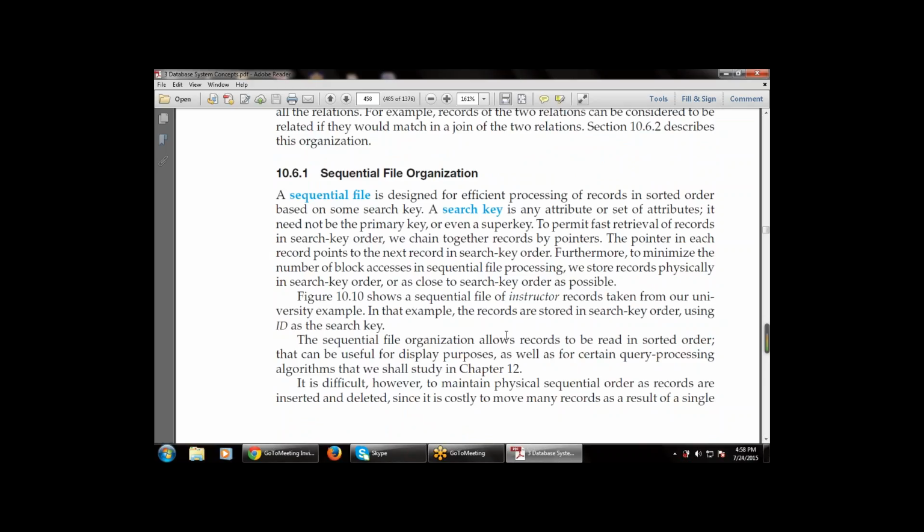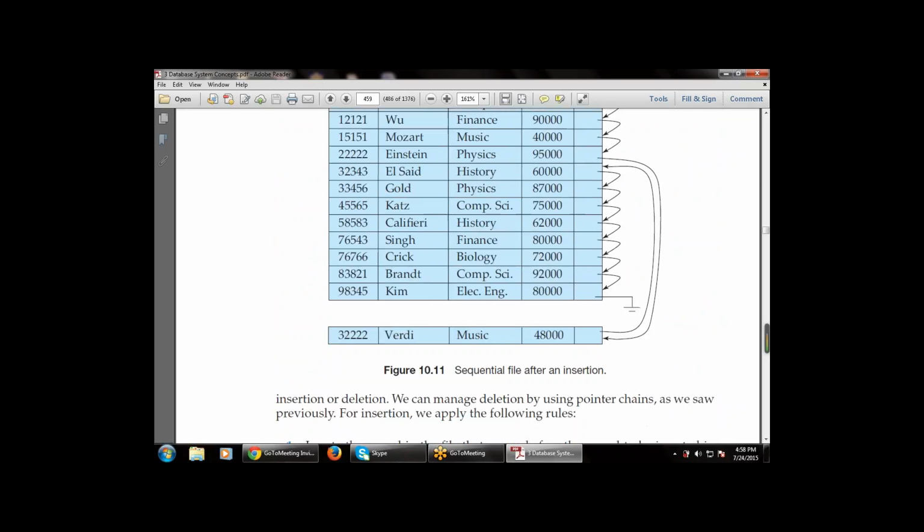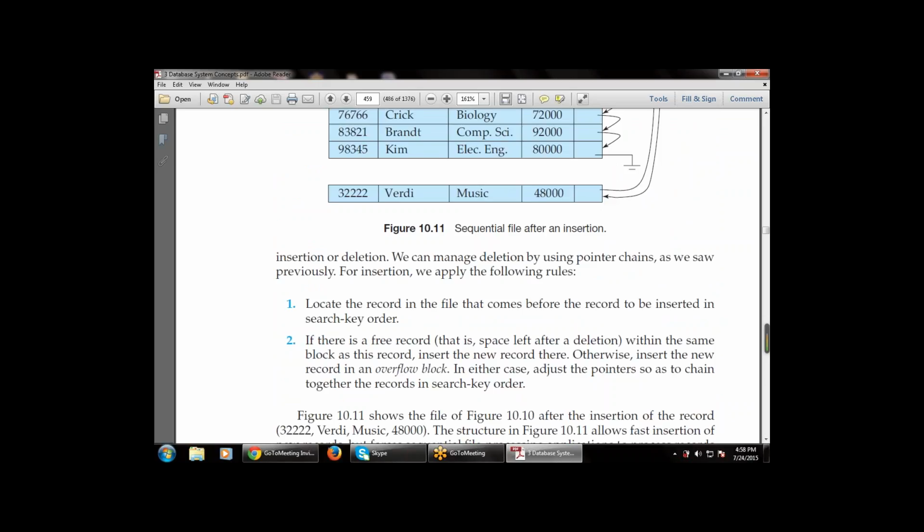It is difficult, however, to maintain physical sequential order as the data is stored. Managing deletion and addition is also easier. So for insertion, the following rules are followed. That is, if I want to insert a row, what are the rules that are followed?